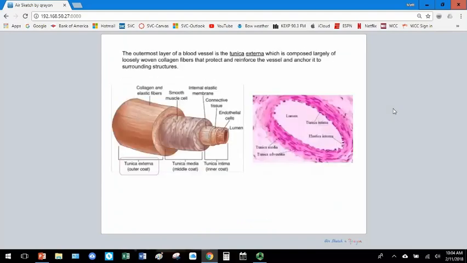And then the outermost layer here is the tunica externa. And this mostly has collagen fibers in it. They're going to protect and reinforce the vessel and anchor it to surrounding structures.